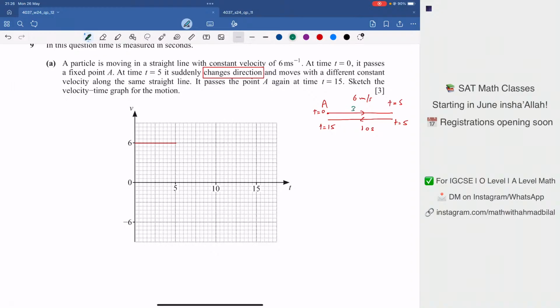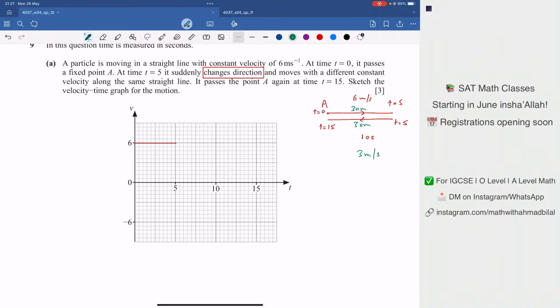Now the distance traveled has to remain the same. What's the distance traveled? It should be 30 meters. So if it's coming back to the same point, the distance traveled should remain the same. That should still be 30 meters. So what's the speed going to be then? 30 meters, 10 seconds. What's the speed that you get from that? 30 divided by 10, that's 3 meters per second. So on the reverse journey, the speed is 3 meters per second.